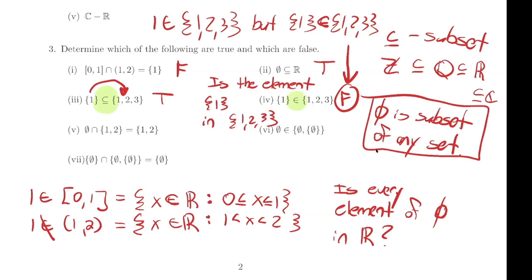What do you guys think about question number 5? The intersection of the empty set and the set {1, 2} is the set {1, 2}. Good, that is thumbs down. Since the empty set has nothing in it, the intersection of the empty set and any set is going to be the empty set.